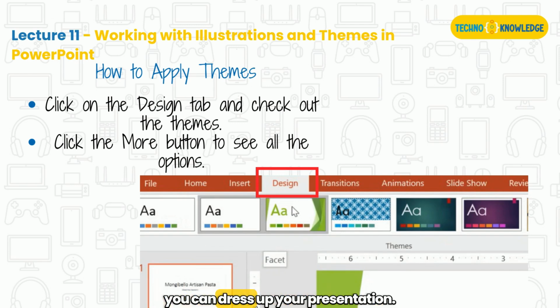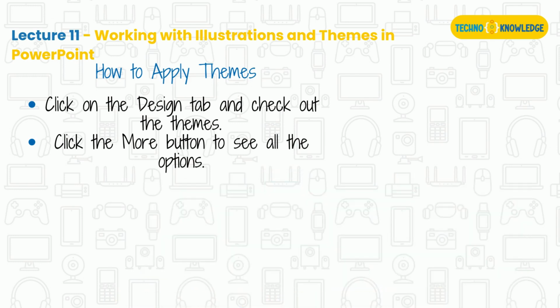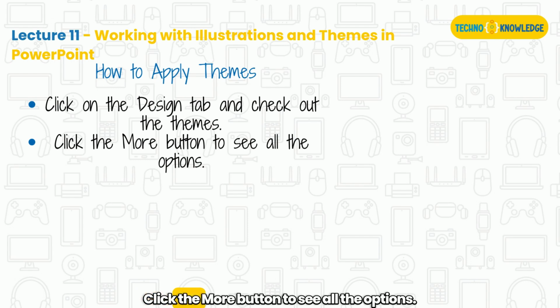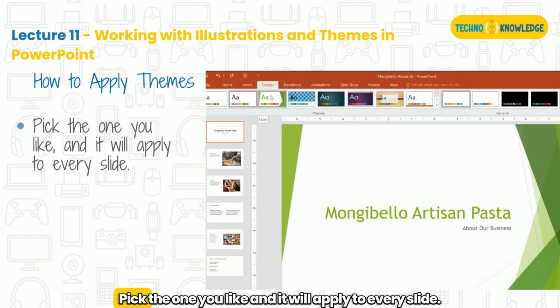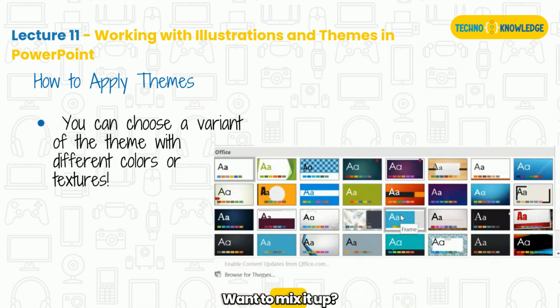How to apply themes? Here's how you can dress up your presentation. Click on the Design tab and check out the themes. Click the More button to see all the options. Pick the one you like and it will apply to every slide. Want to mix it up? You can choose a variant of the theme with different colors or textures.